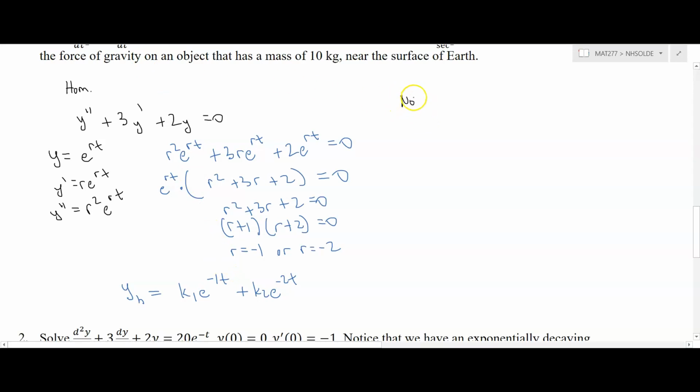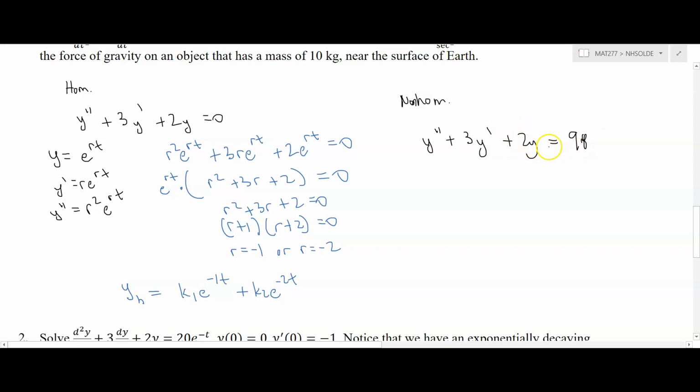Now the non-homogeneous version. So now we need to consider the situation where the right-hand side is non-zero, and mass times acceleration, 10 times 9.8, will give us 98. So solving this now requires me to find a function that when I take its second derivative, add 3 times the first derivative to it, and then add 2 times the original function to it, I get 98.